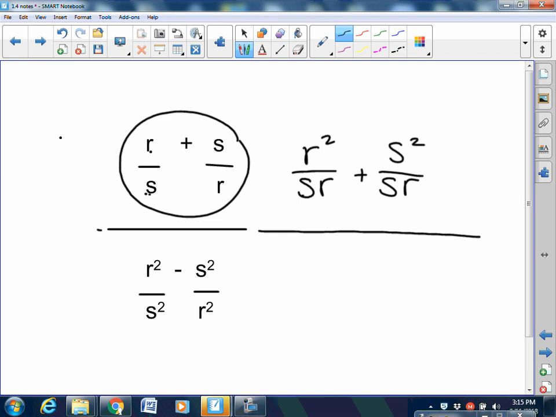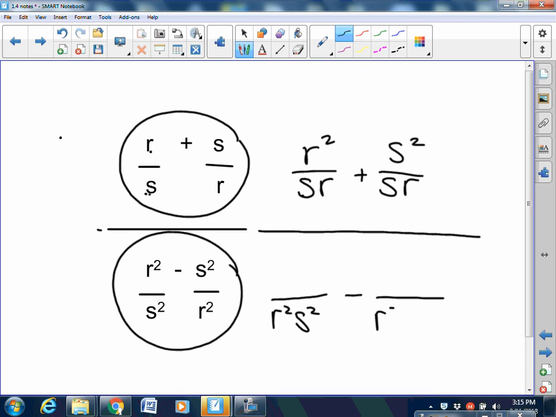Can we do the same thing with the bottom? I'm going to circle the whole bottom and say to myself, well, what's the common denominator for these two? R squared, s squared. It's the same concept down below, right? Same concept. Complex fractions aren't even that hard. You have to go slow and you have to be organized, right? Go slow and be organized. Isn't this one missing an r to the second? So isn't this going to be r to the fourth? And isn't this one missing s to the second? So isn't this going to be s to the fourth?